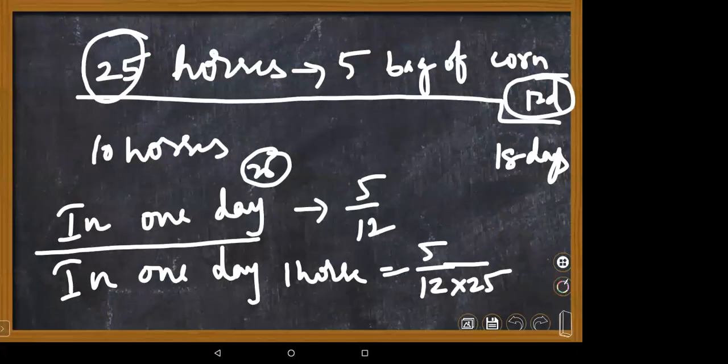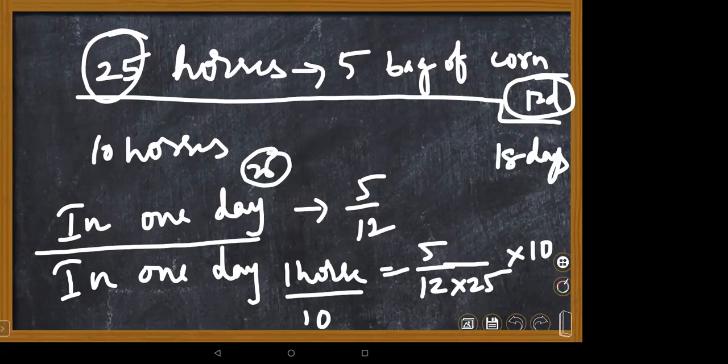Now, the answer we will get is 1 by 60. Now in 18 days, how much will 10 horses eat? In one day one horse you are getting. In one day 10 horses, you just multiply with 10. So what happens if you simplify this? 3 by 10th of a bag in one day. Yes, 3 by 10.